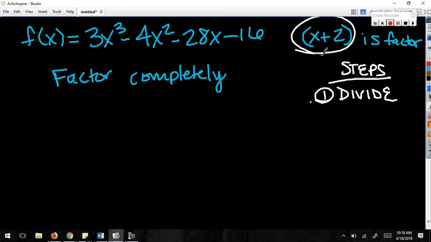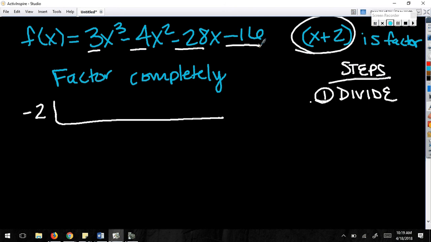All right, so change the sign of this number, right? So it becomes -2. I'm going to put that outside. Now, what goes on the inside? 3, 4, 28. Watch the signs. Okay, and make sure you have placeholders if you need them. So 3, -4, -28.